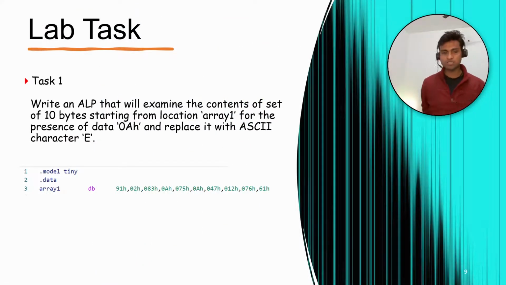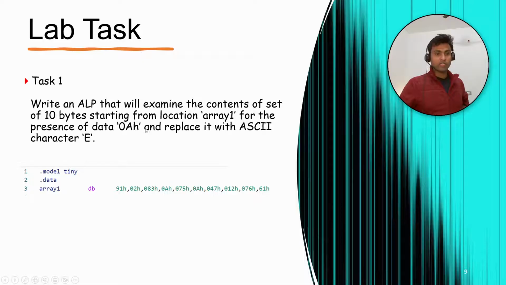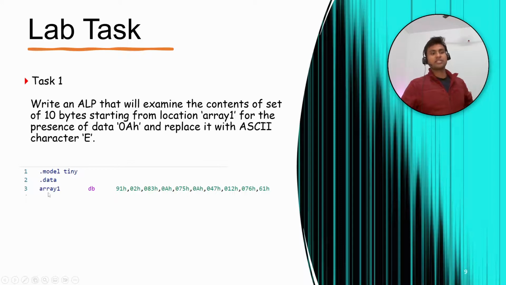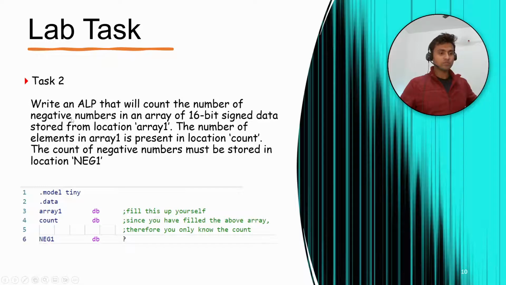So these are your lab tasks. Task 1: write an ALP that will examine the contents of a set of 10 bytes starting from location array1 for the presence of a particular data and replace it with the ASCII character E. So store the ASCII character also in the data initially. You can directly put it there, but a better way to do it is to give it as a variable in your data.